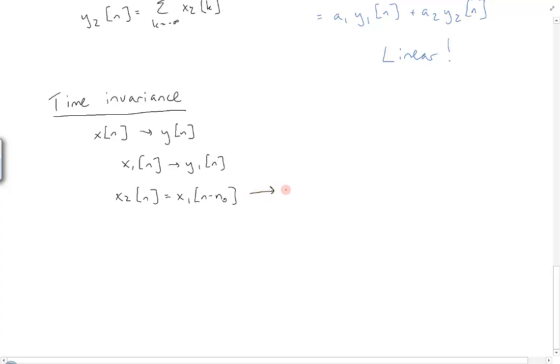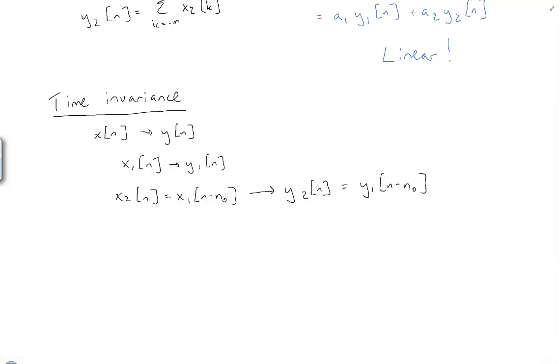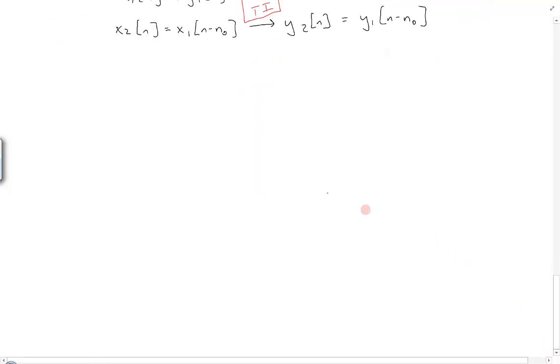And we know that this brings about y2 of n, which is just whatever output x2 creates. And the question is, is this equal to y1 of n minus n0? So the same output as we had for x1, except moved by n0, just like our input was moved by that same amount. And once again, we can say that this does in fact hold if this is TI, time invariant. If TI, then this holds. Once again, I'm going to start with a pictorial example, and then we're going to show things mathematically.